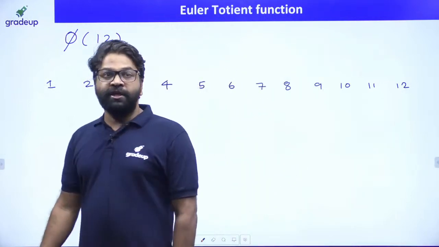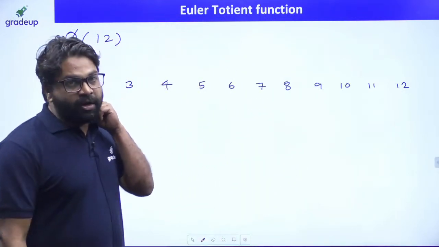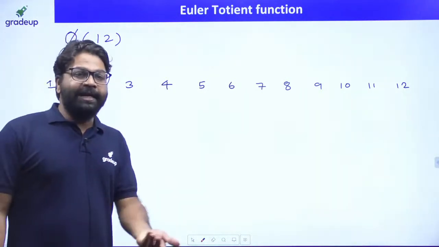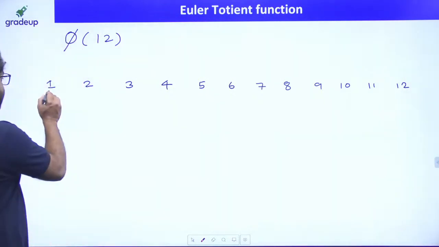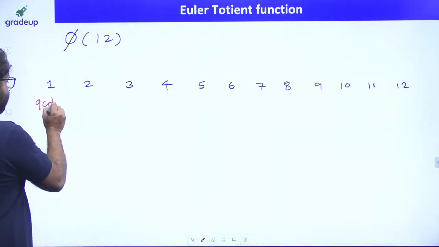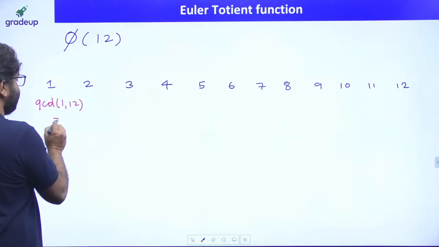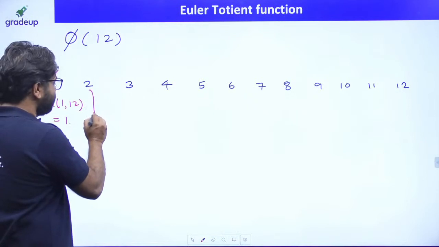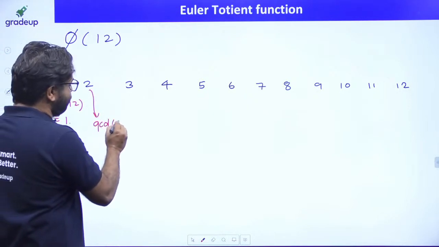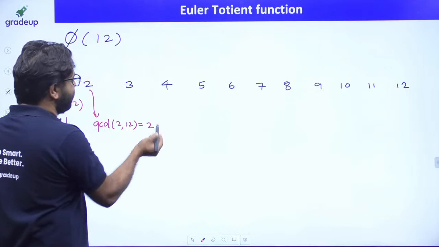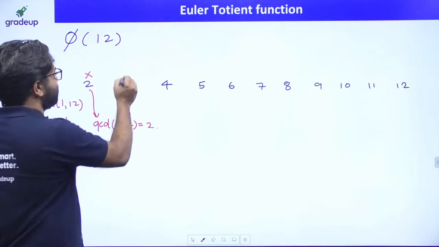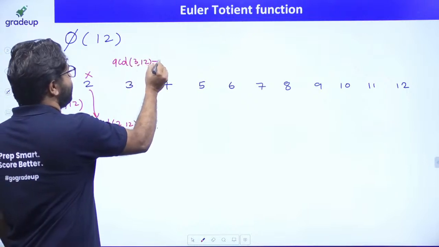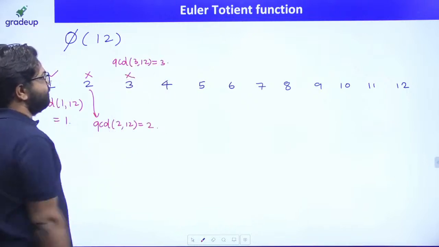As I have told you, the totient function basically tells you how many relative primes are possible. The first element, 1 comma 12, gives 1, so 1 is relative prime to 12. Now what about 2? The GCD of 2 comma 12 is 2, so this will not come into that picture. What about 3? The GCD of 3 comma 12 is 3, so 3 will not come into that picture.